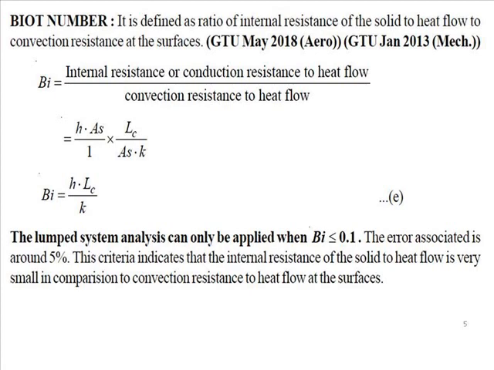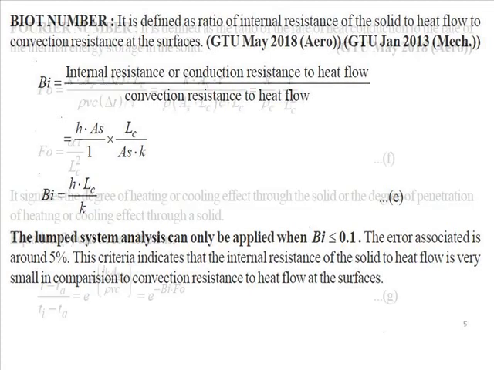In the exam, if a numerical is asked and you think it is related to unsteady state heat transfer, your first task is to calculate the Biot number. Here the Biot number is h Lc by k, where h is the convection heat transfer coefficient of the medium, Lc is the characteristic length, and k is the thermal conductivity of the solid material we are discussing. If the Biot number value is less than 0.1, then and only then we have to go for lump capacity analysis. This is very important, and the Biot number is a dimensionless number, so it has no unit.